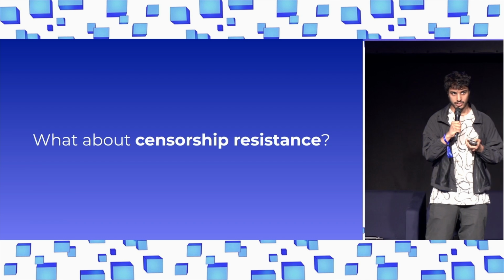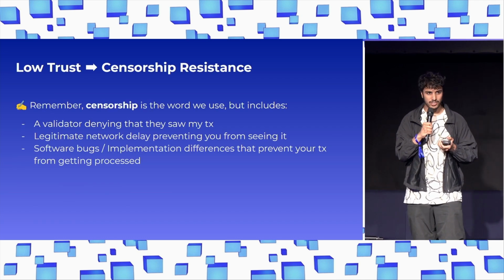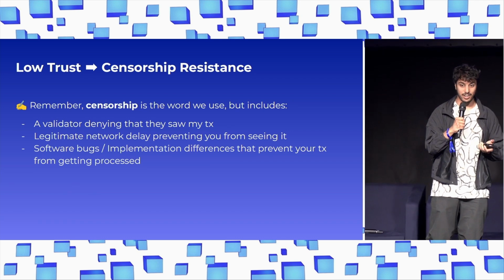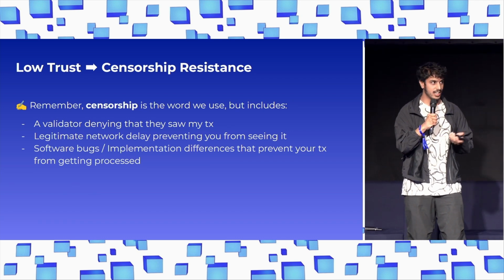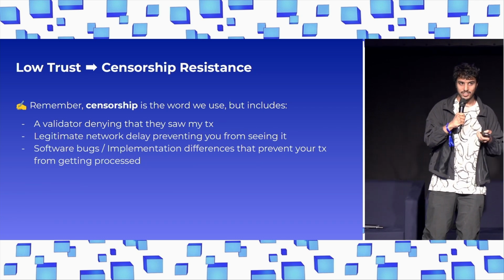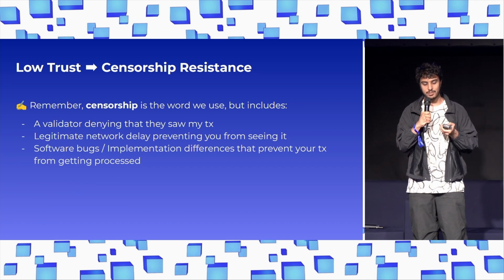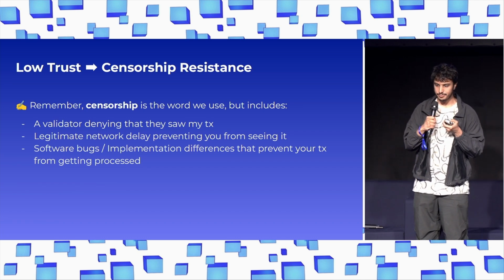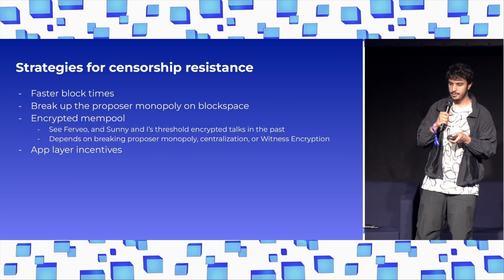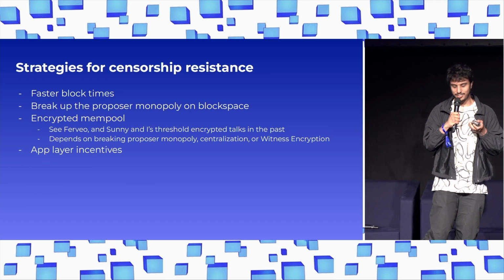But what about censorship resistance? For context, censorship is the word we use, but this includes a validator denying they saw your transaction, legitimate network delay preventing them from seeing it, software bugs, or economic incentive attacks. We say censorship, and it doesn't necessarily mean active malice from the validator. So this is going to matter a lot. I'll go into the next slide.